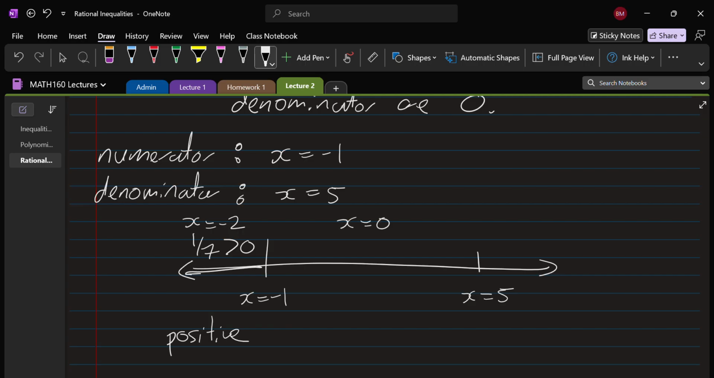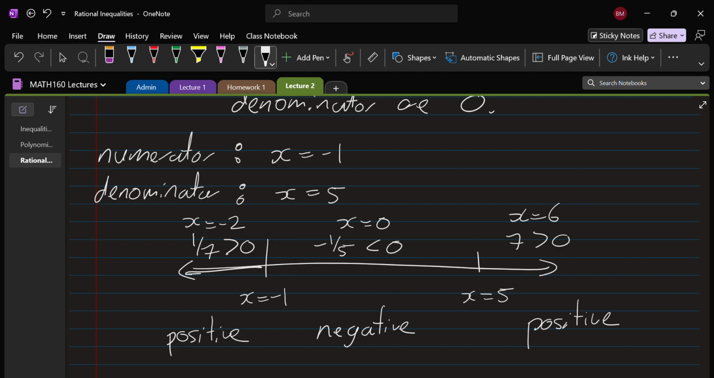Okay, we can pick something in between. You can pick whatever. Let's go with x equals 0. We get -1/5, which is less than 0. So this portion is negative. And finally, something on the right that is larger than 5. Let's pick 6. You can pick 7, 8, 9, whatever you want. We end up with 7, which is greater than 0. So this bit is positive.